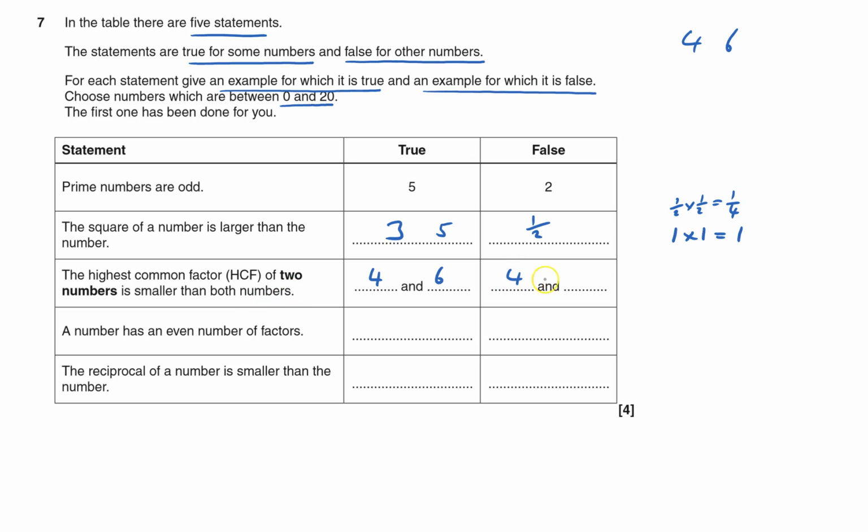But if I were to have 4 and 8, the highest common factor of those numbers is 4, and that's not smaller than both numbers, and so therefore it's false. For any pair where one's a multiple of the other, that will also be false.